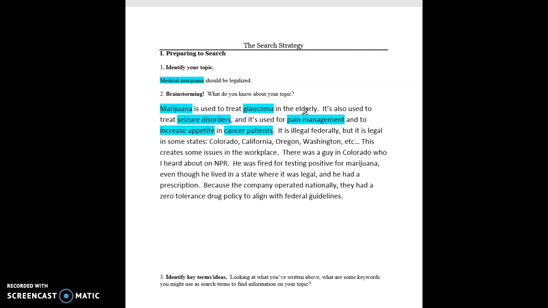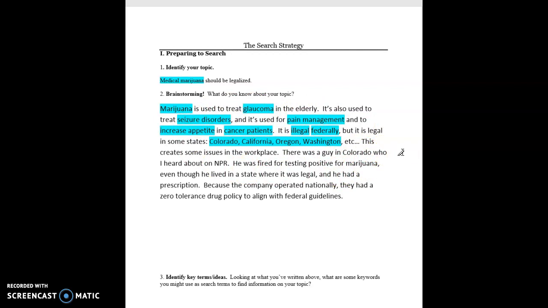Another thing that I have here is the legality issue surrounding it, right? So federal, or federally, okay. I would highlight the word illegal here to kind of get at that legality issue. We've also got the word legal there. I might look at the individual states, right? They could potentially be some useful search terms. And so that second point deals with the legality of marijuana.